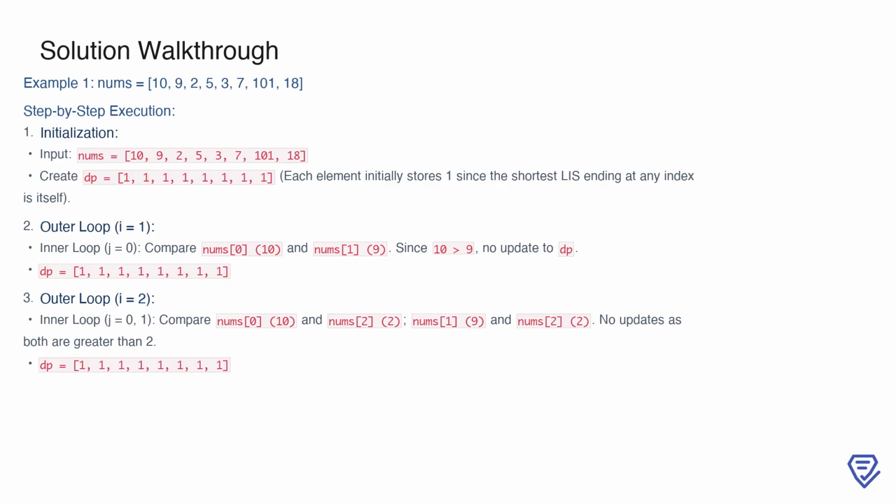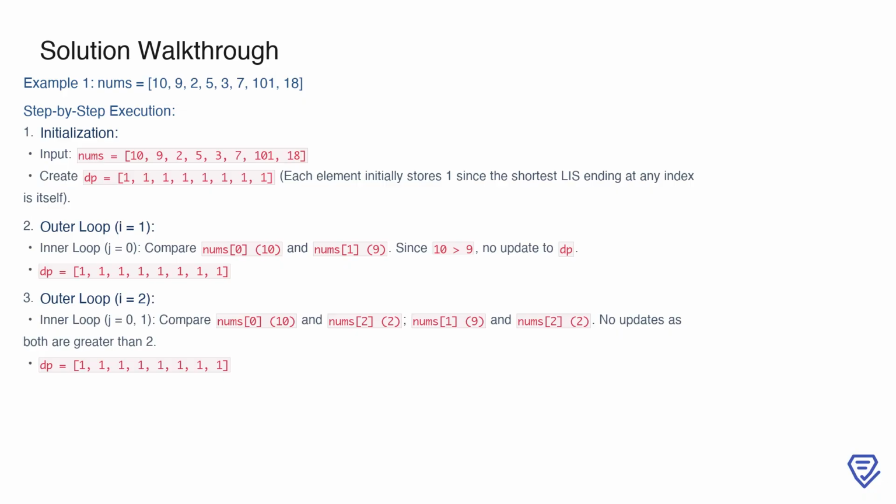To solve this, we use dynamic programming. First, we initialize a DP array of the same length as nums, where each element is set to 1. This is because the shortest increasing subsequence ending at any index is the element itself. Next, we begin iterating through nums using an outer loop. At i equals 1, we compare nums[0] and nums[1]. Since 10 is greater than 9, we don't update the DP array. It remains 1, 1, 1, 1, 1, 1, 1, 1.